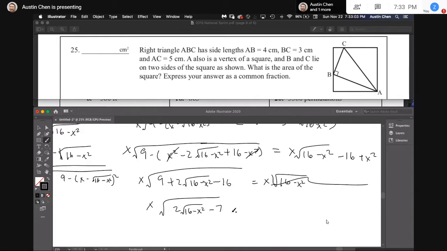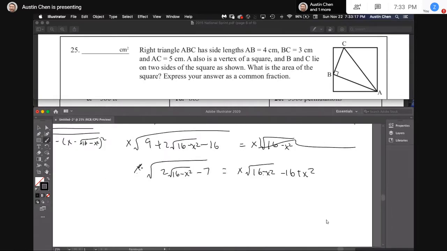And then you don't really have much. Then you just need to get rid of the square root by squaring both sides. Yeah. So okay, let's get rid of this x. We can cancel out these x's, and have this over x. So we'll have this.